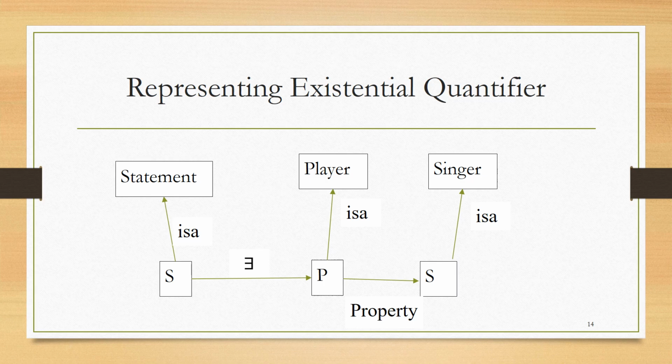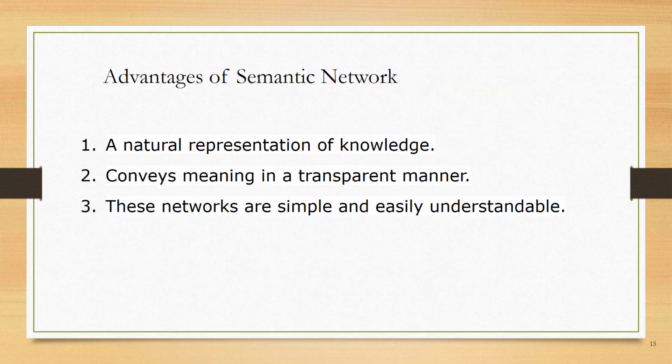Let us see how existential quantifier is represented. Let's have a look at the below flowchart. Here, we have three objects: statement, player, and singer. Here, S is an instance of statement, P is an instance of player, S is an instance of singer. Here, there exists a statement for every player.